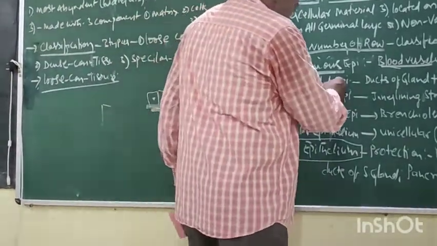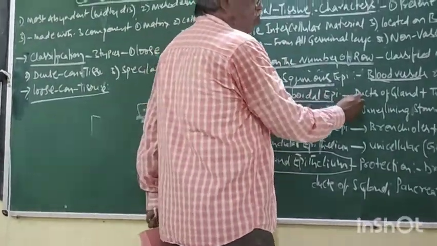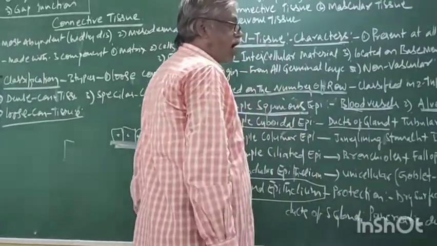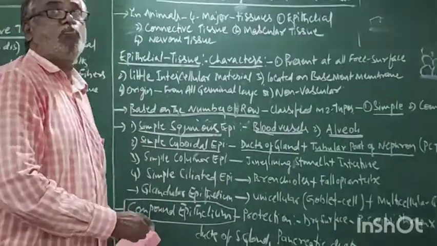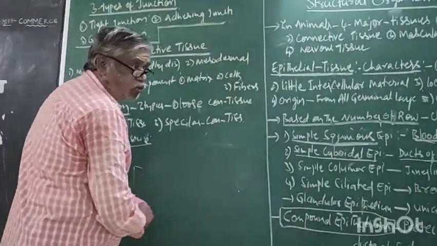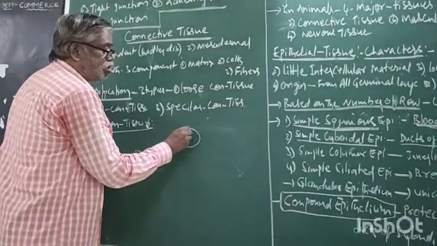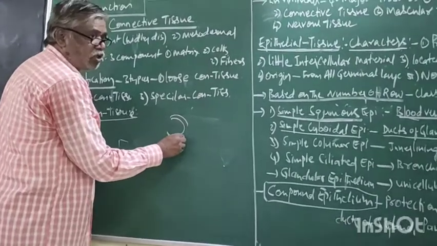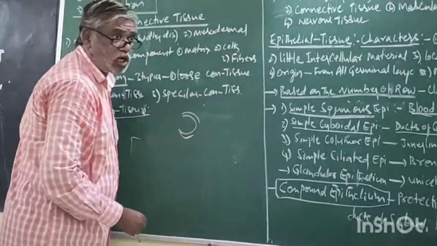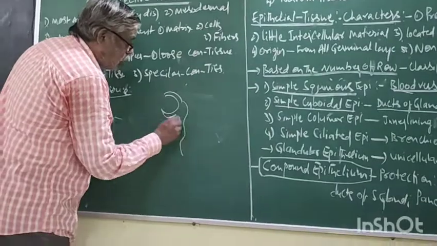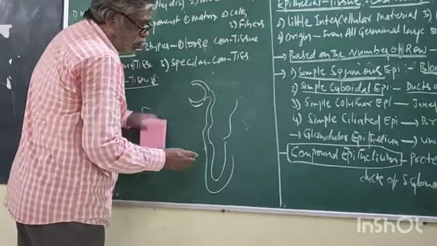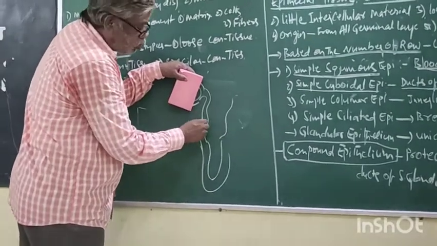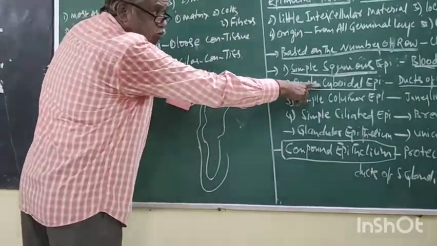Now this simple cuboidal epithelium is present in ducts of glands and the tubular part of the nephron. Now we know the nephron. The anterior part of the nephron contains a cup-like structure. Now it is PCT, loop of Henle. Now this is the tubular part. This tubular part is made with cuboidal epithelium.